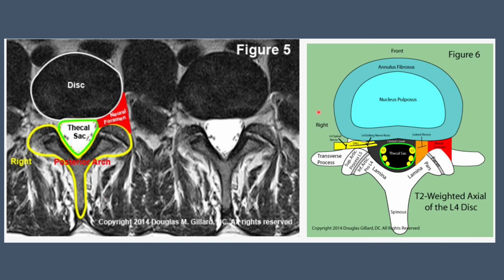as well as the spinous process. And this here is a diagrammatic representation: annulus fibrosus, nucleus pulposus, and similarly, you can see your thecal sac here with the nerve rootlets. So if you're looking at an L4-L5, L5 is your traversing root, L4 is your exiting root, and you can see the dorsal root ganglion, the DRG. This is your transverse process here.